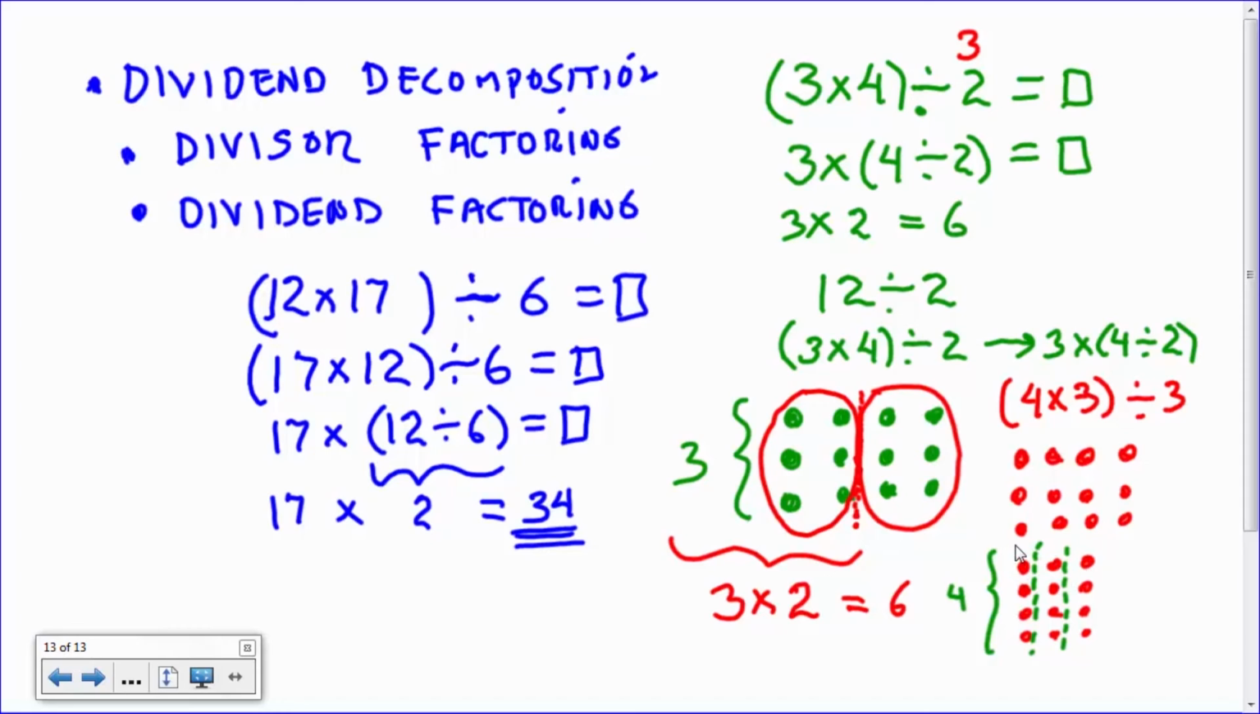And so now it's 4 times 1, which is 4. And that is what you get when you divide 12 by 3. So that's dividend factoring.